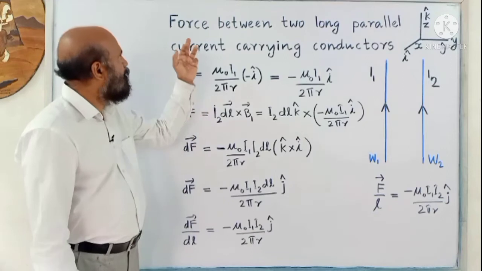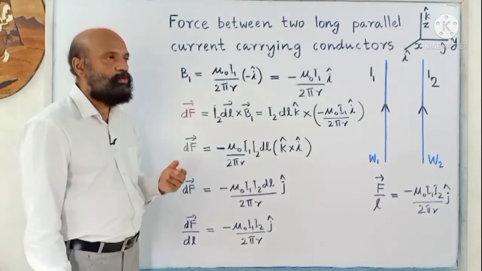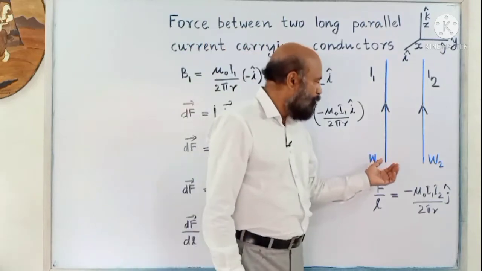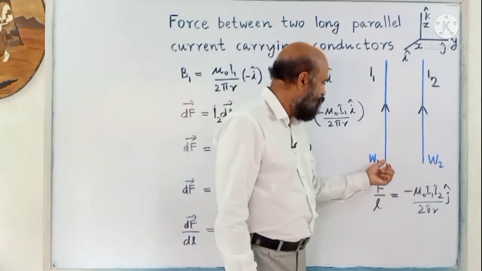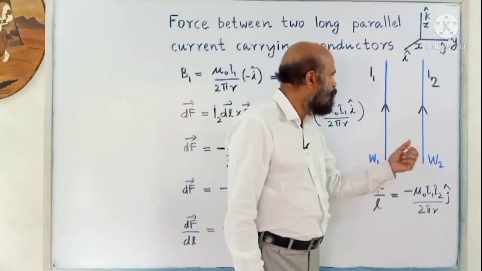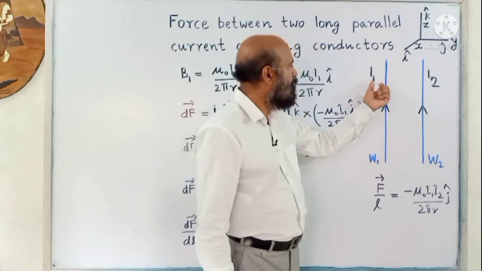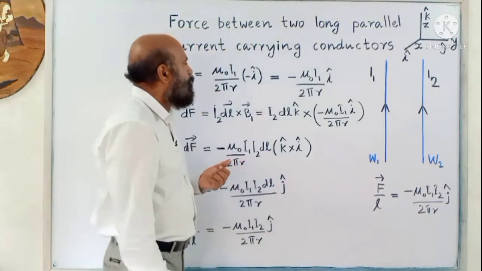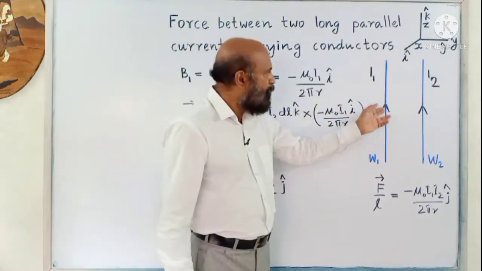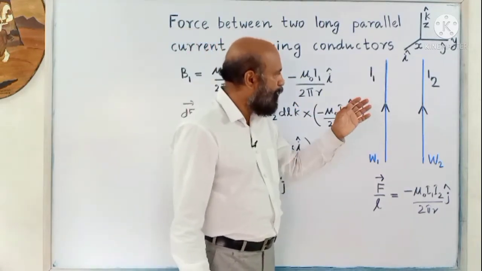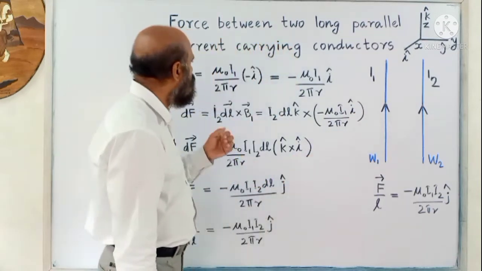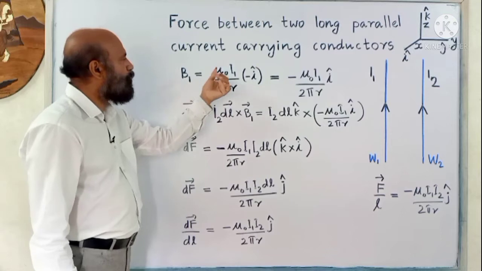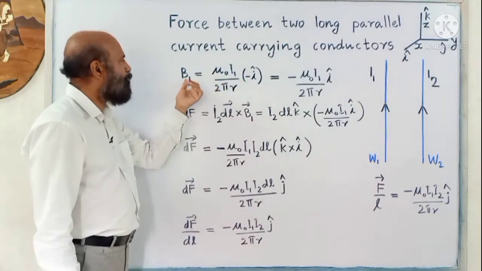Let us see the force between two long current carrying conductors. Here two conductors are there. First conductor W1, W2. In this there is a current I1, in this there is a current I2. You know that when a current is passing through a conductor, there will be a magnetic field. So this is a magnetic field because of the current in the first wire.